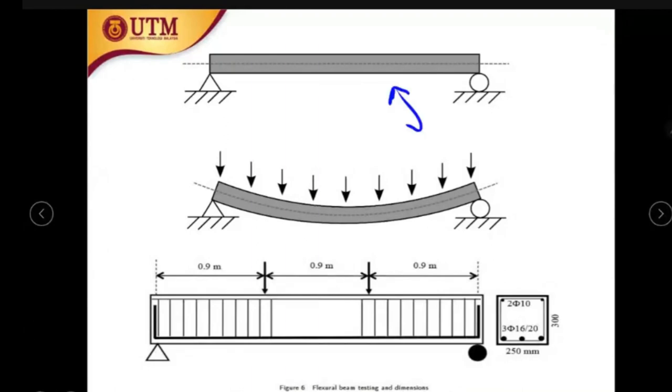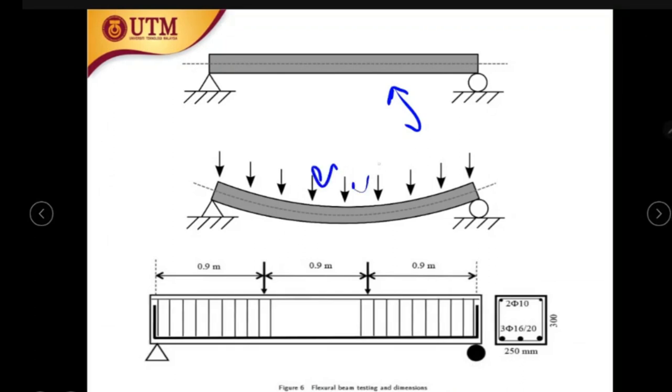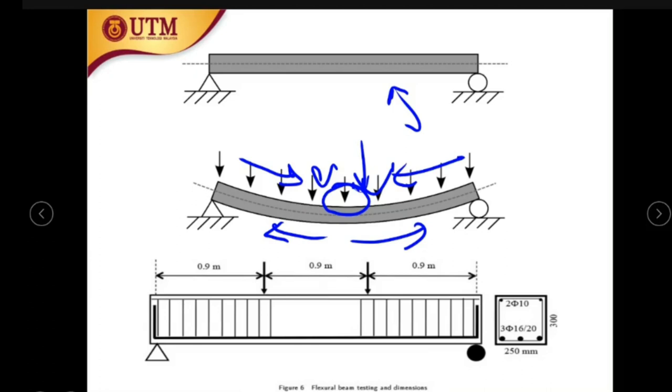So this is a beam, RC beam. When we put load on top of the beam, it will deflect. When it deflects, the upper part is normally in compression and the bottom part is in tension. That's why concrete is a material that we cannot use as plain concrete in construction. We have to use it combined with tensile reinforcement in order to top up the weak tension capacity of the concrete.